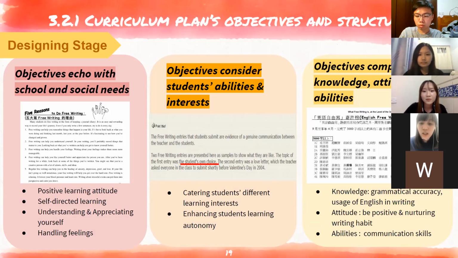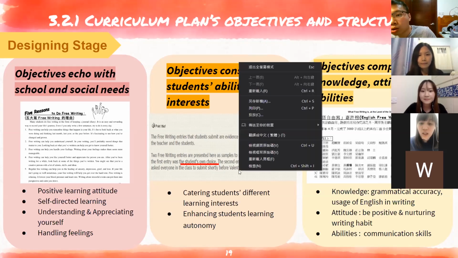For the second part, we will look at the objective considering students' abilities and interests. Free writing can help cater to students' different learning interests and enhance students' learning autonomy. Thirdly, according to objectives comprising knowledge, attitude, and abilities, the school has shown clear objectives. In terms of knowledge, grammatical accuracy and usage of English in writing. For attitude, it aims to nurture students' writing habits and a positive attitude towards writing. For abilities, it aims to enhance communication skills.